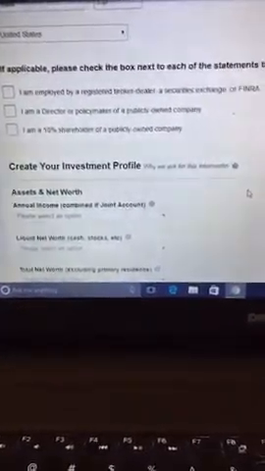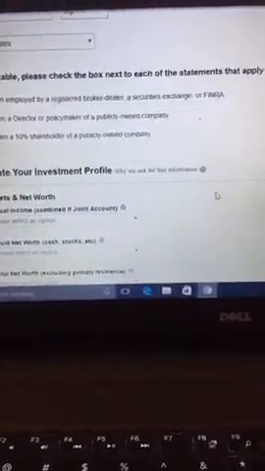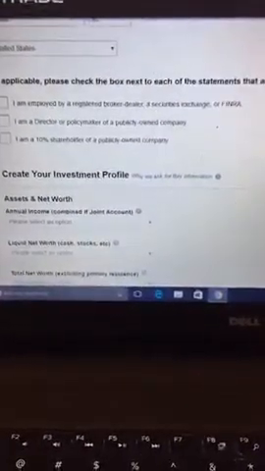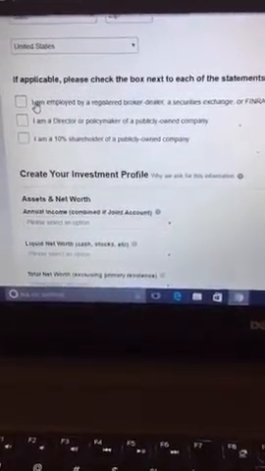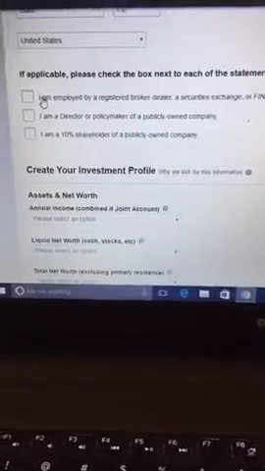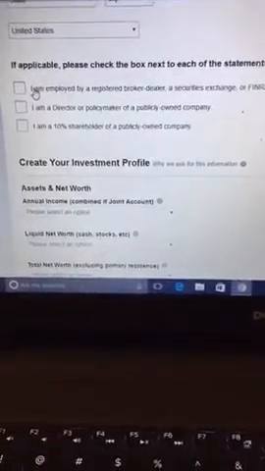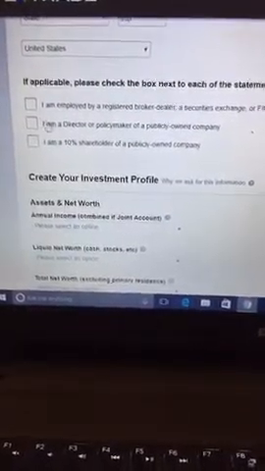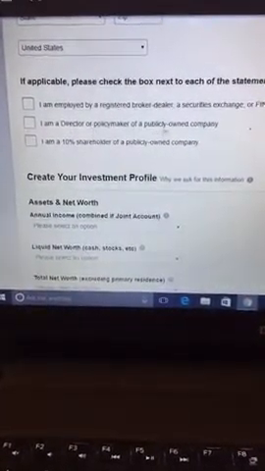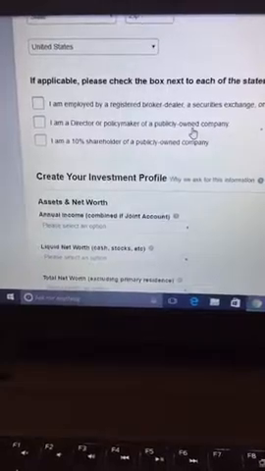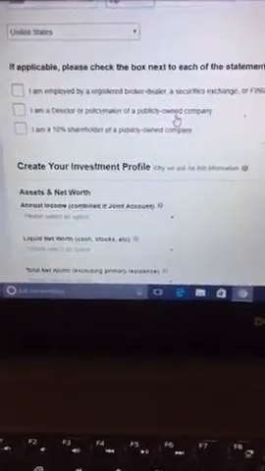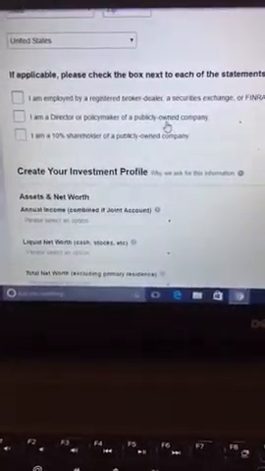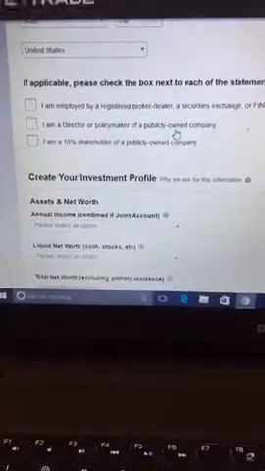If applicable, please check the box next to each statement. I am employed by a registered broker-dealer, a security exchange, or FINRA. That just means if you work at another brokerage or a financial company, they want to know that, basically for insider trading and stuff like that. Most people don't, so don't worry about that. I am a director or policymaker of a publicly owned company. That means if you're in a publicly traded company and you're a policymaker, director, or somebody high up. Most people won't be.